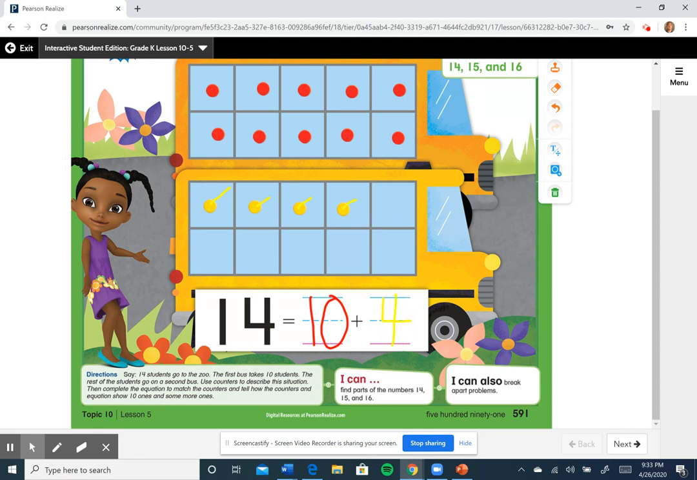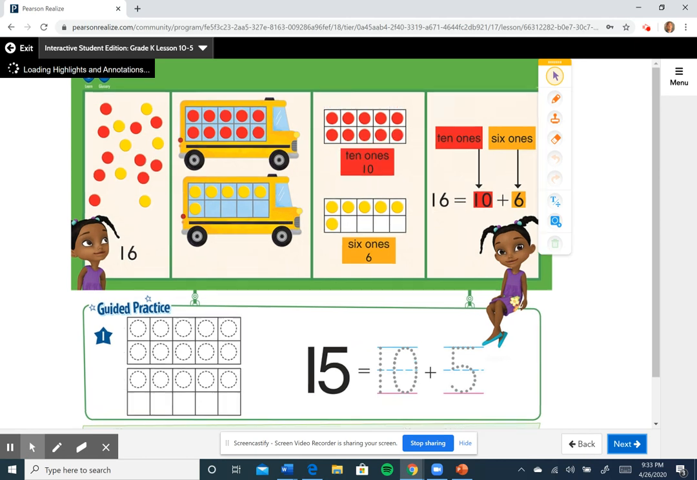So our equation reads 14 equals 10 plus 4. The 10 is from the first bus. The 4 is from the second bus. So 10 plus 4 equals 14. Awesome. You can flip your page over.